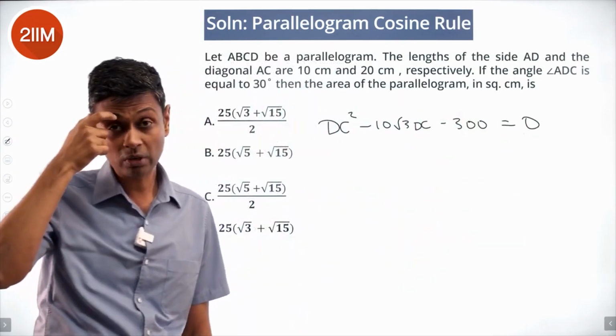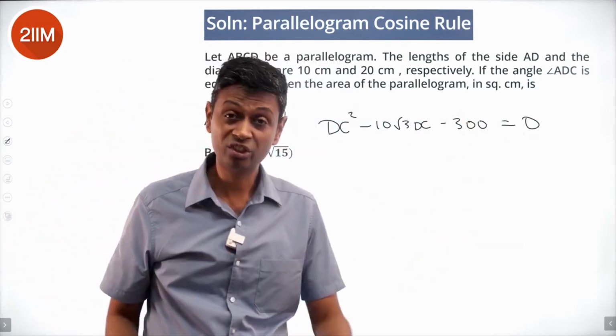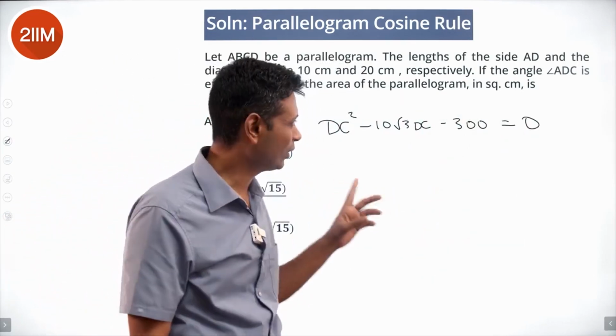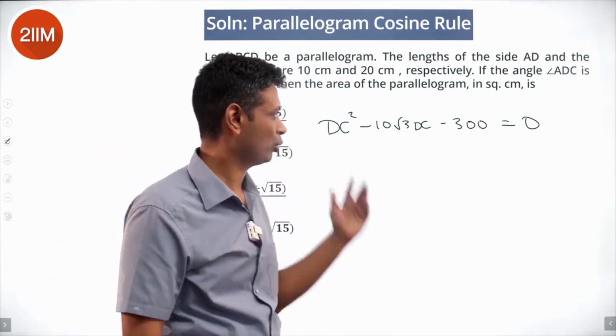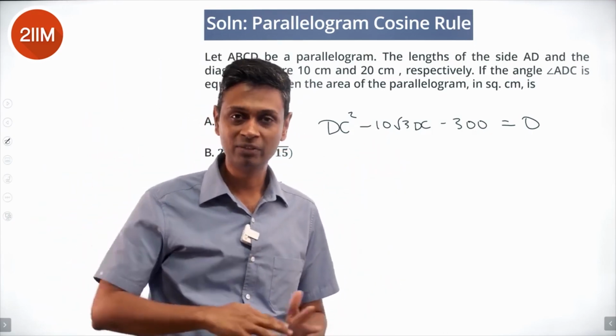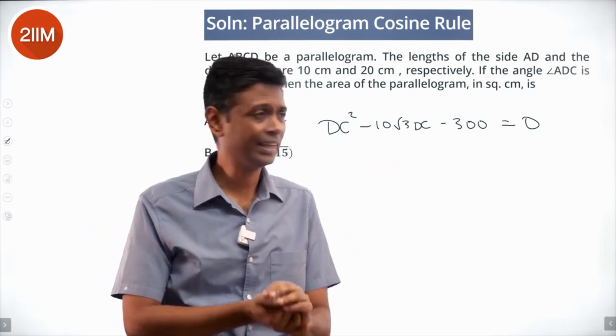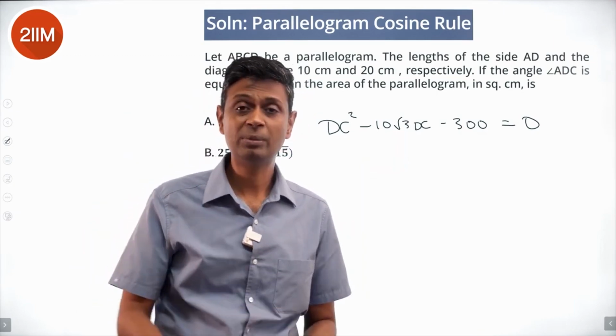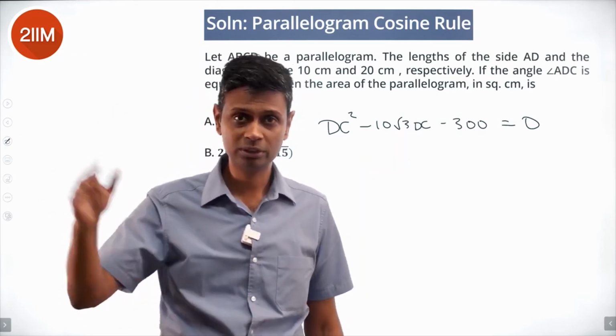It's a nice equation. Luckily enough, I can see straight away that we get only one value for DC, because the product of the roots is negative. One is positive, one is negative, so we don't have to worry about the negative root. Luckily, we'll get only one value of DC. If we manage to find that value of DC, we're through.